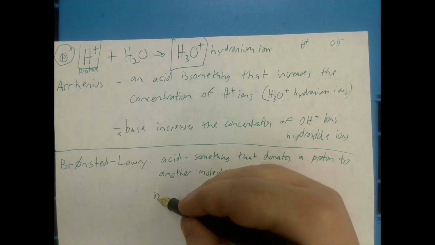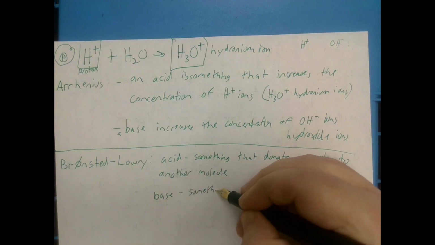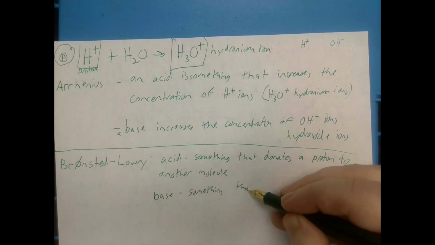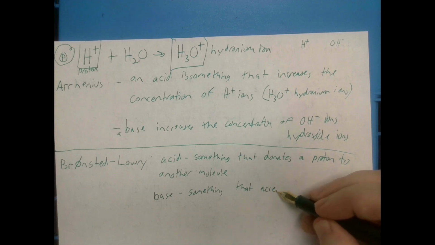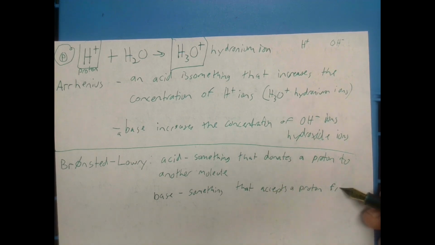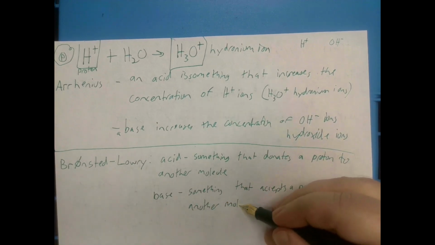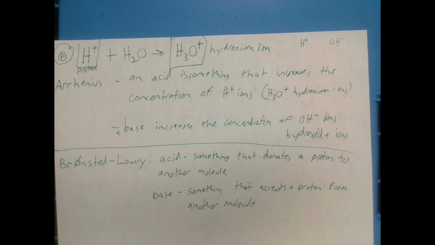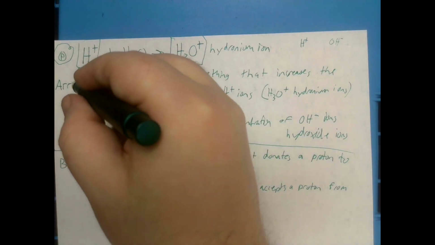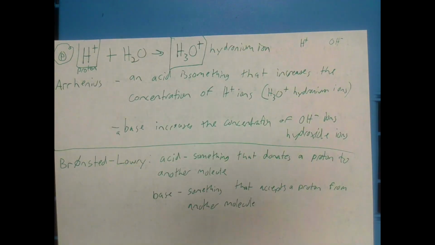Likewise, a base is something that accepts a proton or a hydrogen atom from another molecule. So every single Arrhenius acid is a Bronsted-Lowry acid. So this just generalizes it to a broader definition.